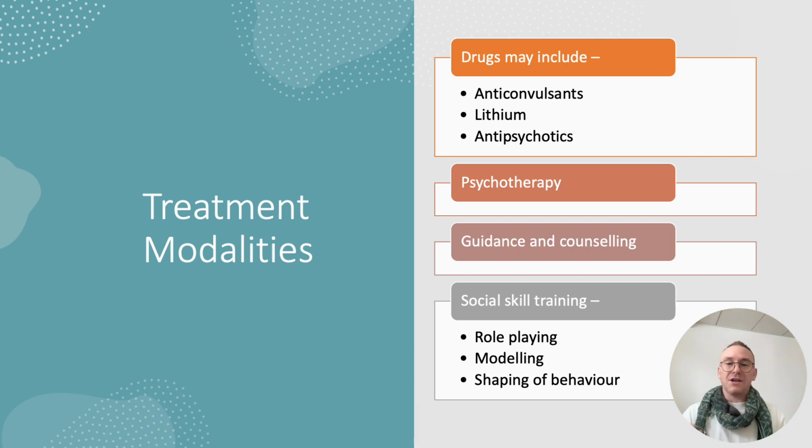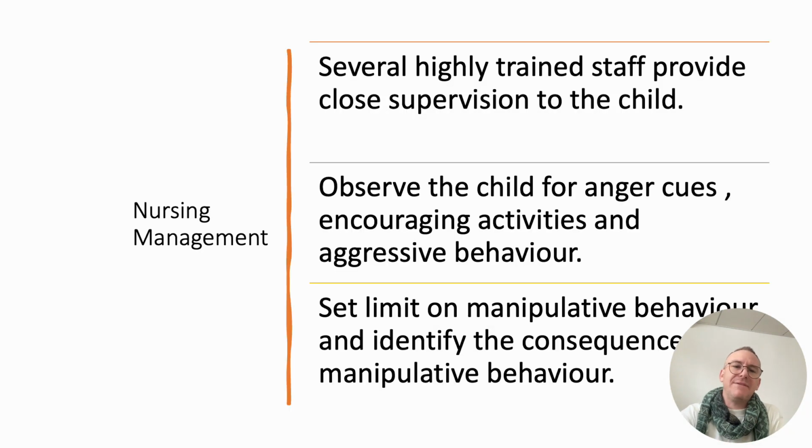And treatment, what might treatment include? Well, it could include drugs, psychotherapy, counselling, and guidance and social skills training, which might be role play training, modelling, or other therapies that support the shaping of behaviour. And also nursing management, where several highly trained staff provide close supervision on an ongoing basis for the child, observe the child for anger cues, encourage activities and aggressive behaviour, and also set limits on manipulative behaviour and identify consequences of manipulative behaviour.